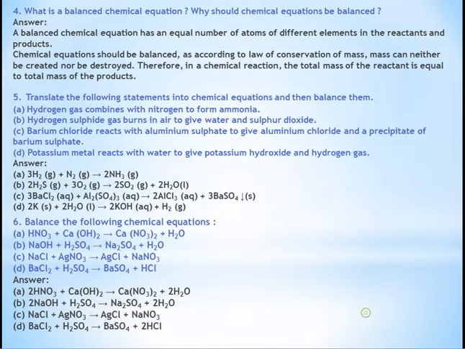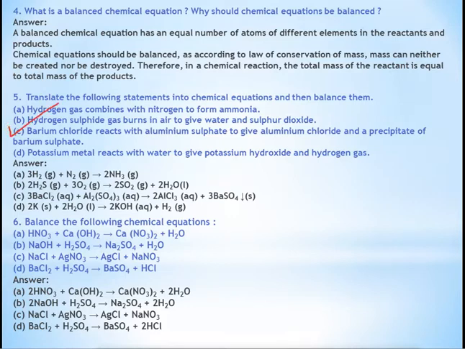But for writing any chemical equation, you should know the formula. Suppose you don't know the formula of hydrogen sulfide, then how will you write the equation? You cannot write the equation, right? So to write the chemical equation, you should know the formula of the compounds or the elements. Then you can easily write the chemical equation.